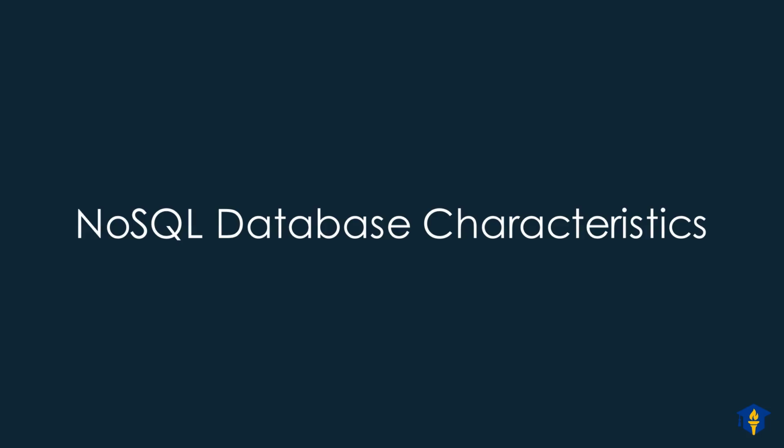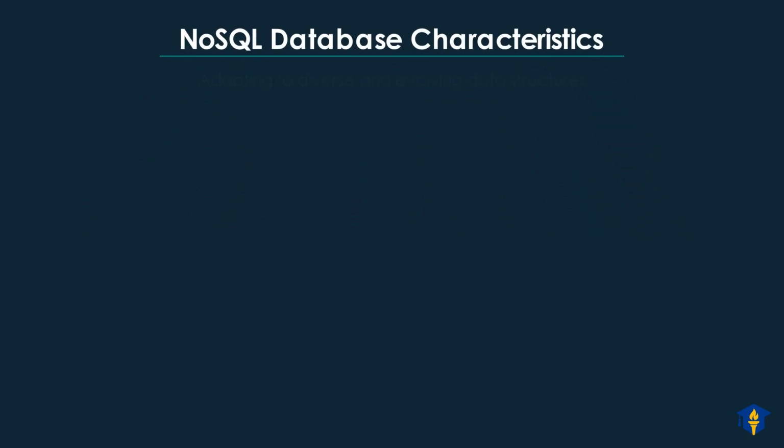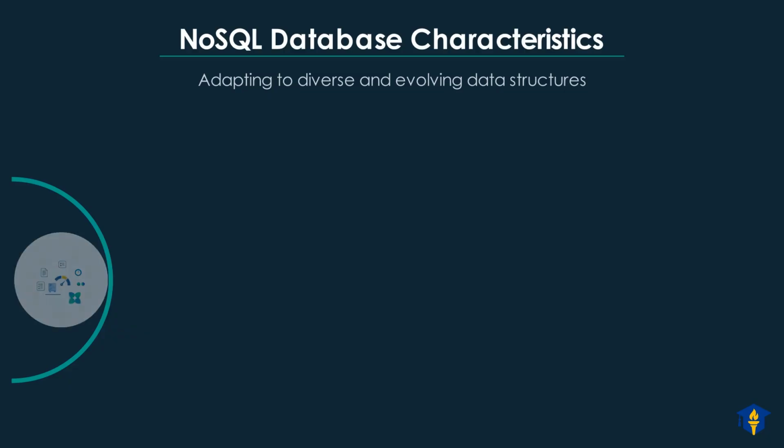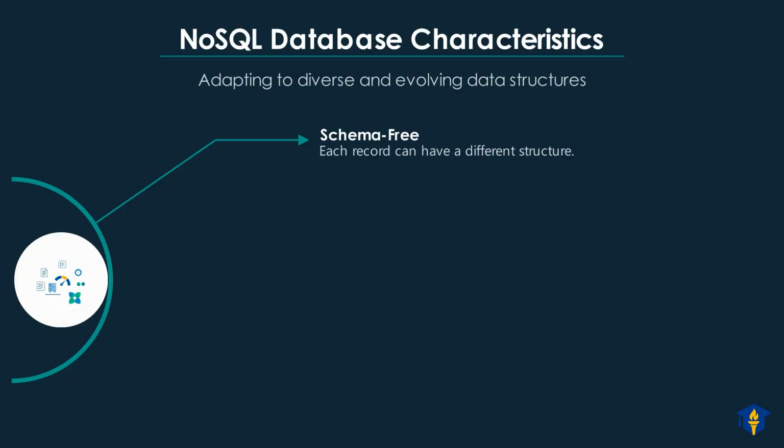Let us explore the key characteristics that define NoSQL databases. These features allow NoSQL databases to adapt well to diverse and evolving data structures. First, NoSQL databases are schema-free, offering great flexibility in data organization. This means that each individual record can possess a completely different structure.